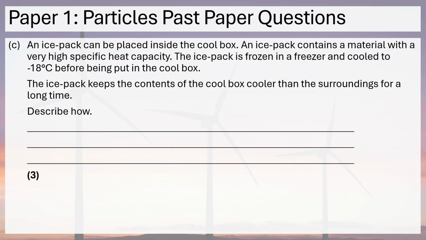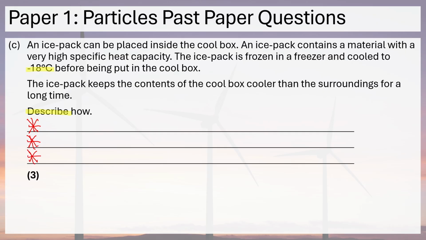Let's see. An ice pack can be placed inside the cool box, and the ice pack contains a material with a very high specific heat capacity, and it's frozen and cooled down to -18 Celsius before being put in the cool box. The ice pack keeps the contents cooler than the surroundings for a long time. Describe how. Now again, conceptually, I don't think this is a difficult question. We all know that putting an ice pack in a cool box keeps the stuff cooler for longer. It's the explaining why which is harder. And that's because we've got to state the obvious, and quite often in an exam we forget to do that. Now there's 3 marks, I'm going to put 3 bullet points.